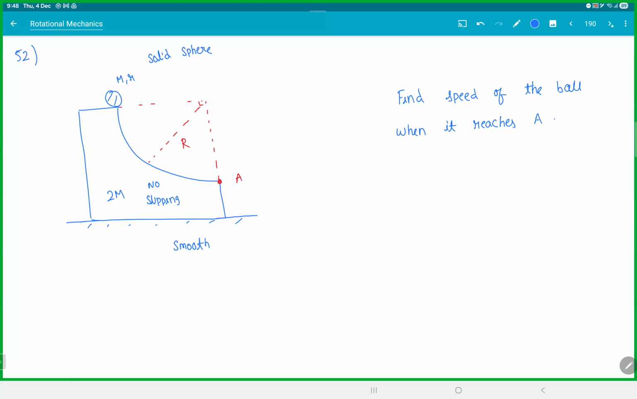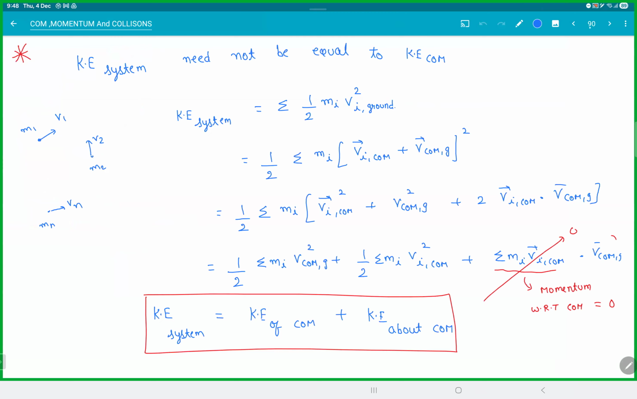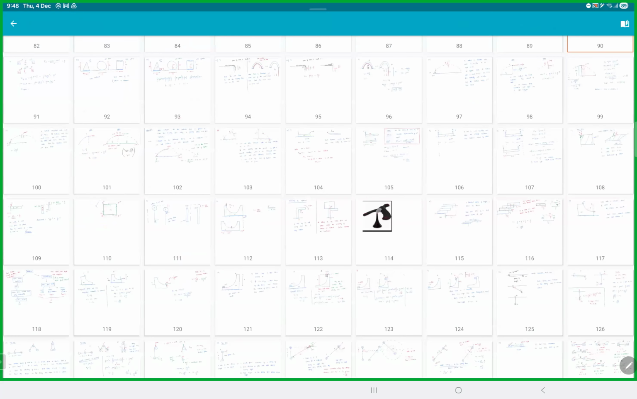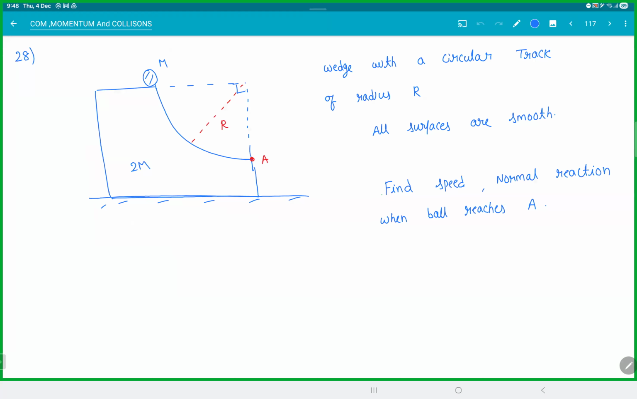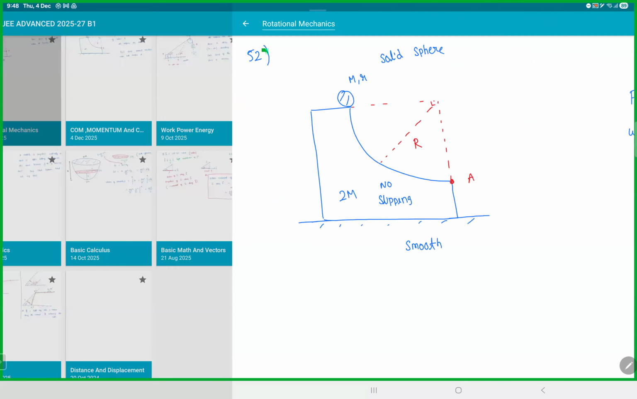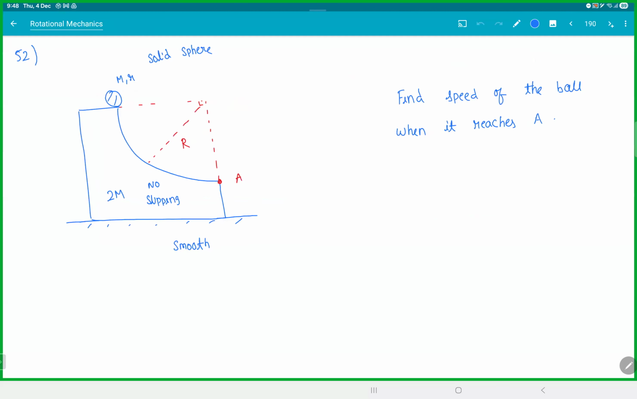Do you guys remember this question? This is the same thing if you observe. But here all surfaces were smooth. The ball was not rolling, it was simply sliding. Now it will roll. This is a better one. Let's see how you handle this. Try. I'll give 3 minutes.